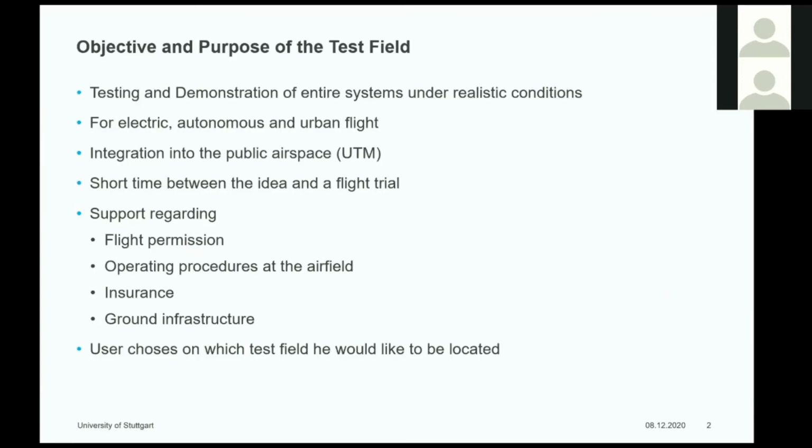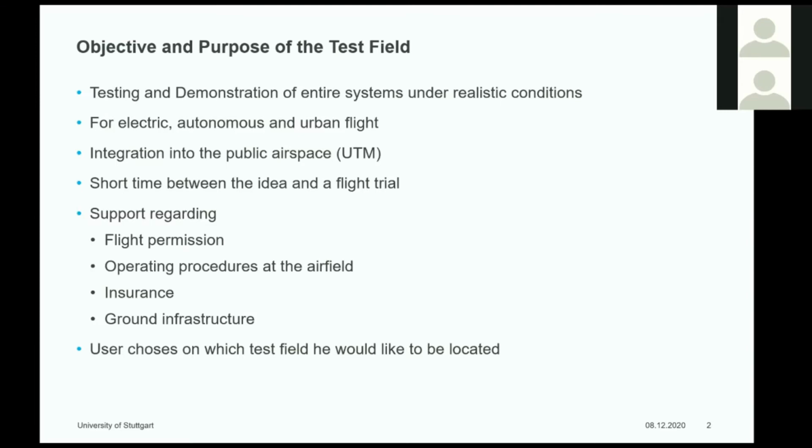The main objective of this ongoing project is to develop test fields in southern Germany. The main goal of these research sites is testing and demonstration of entire systems under realistic conditions. Our focus lies on electric, autonomous, energy efficient, and urban flight. One major aspect is integrating these new technologies and use cases into the public airspace. However, the test field is open to any interested company or person looking for a flight test facility.